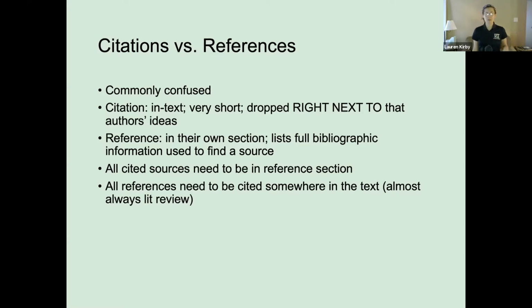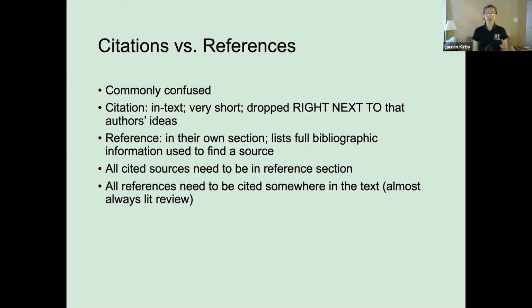All cited sources that end up in short in-text citations in the paper somewhere need to go in the reference section, and everything that's in the reference section needs to be cited somewhere in the text, which is almost always going to be in your literature review. Authors do cite research in their measures section a lot if they use other people's questionnaires, and they do cite stuff in their discussion, but you're not going to have to do either of those. So only in your literature review.